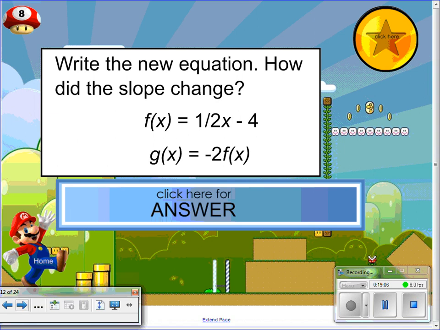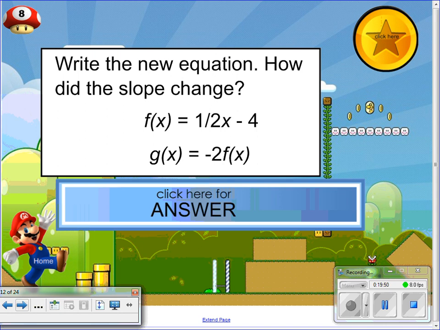Number 8. This is write the new equation, and then how did the slope change? So we don't have to describe the change on this one, but let's go ahead and do that part anyways. We have the number on the outside, so we see g of x is equal to negative 2 times f of x. Two things are happening here. We have a number on the outside, and it's a number greater than 1, so looking at that number 2, that tells us that we have a vertical stretch. The negative tells us that we have a reflection, and because it's on the outside, we have a reflection over the x-axis. So two things happen: we have a reflection over the x-axis, and we have a vertical stretch of 2.